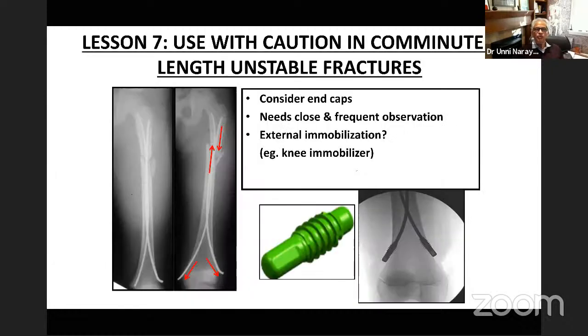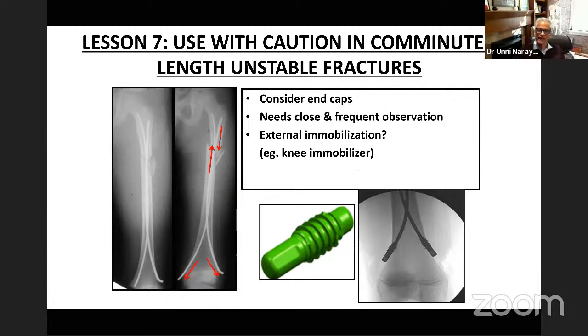Okay. Use with caution in comminuted fractures that are length unstable. There are other ways to treat these fractures, but if you are a fan of elastic nailing and are comfortable and have sufficient experience with this, then you can use elastic nails under these circumstances. You may consider external immobilization, like a knee immobilizer or even an external fixator. A knee immobilizer doesn't immobilize the fracture, it just immobilizes the limb in general to avoid excessive hip and knee flexion, and that may be sufficient.